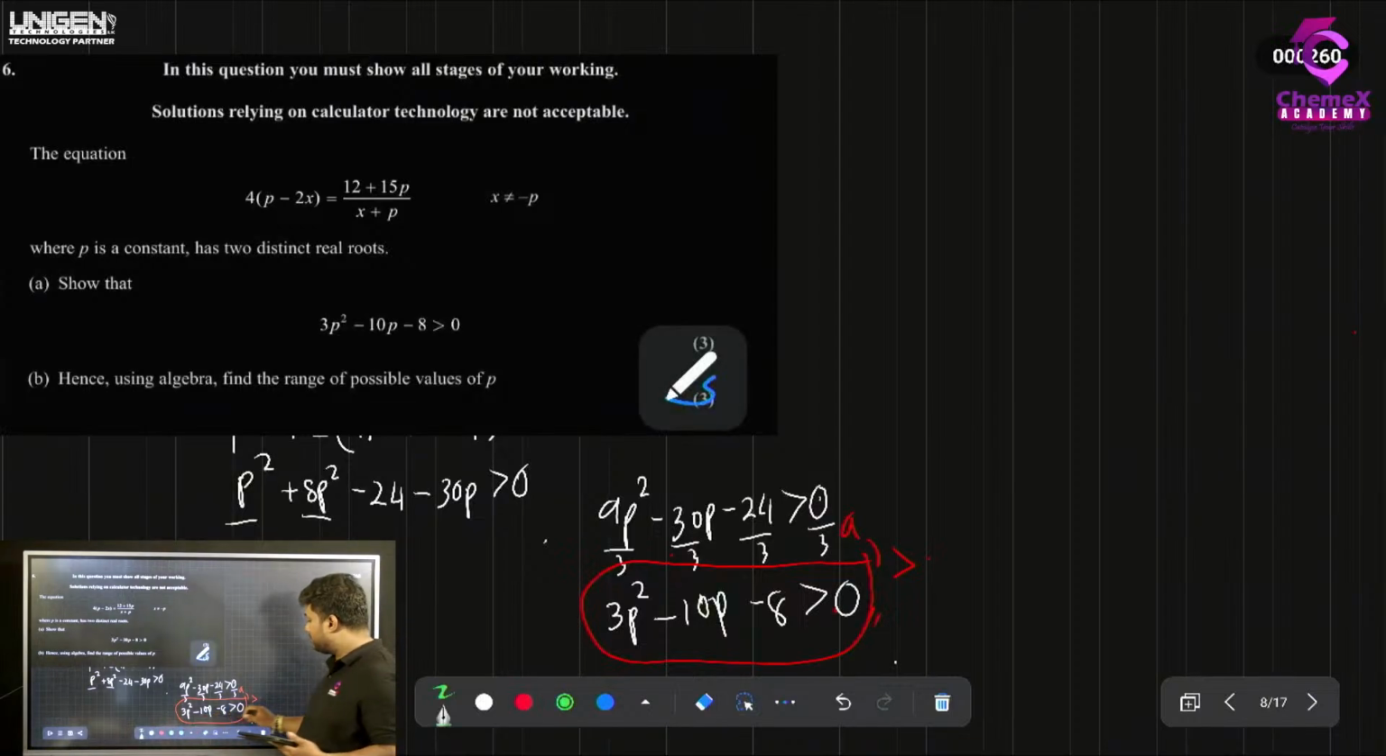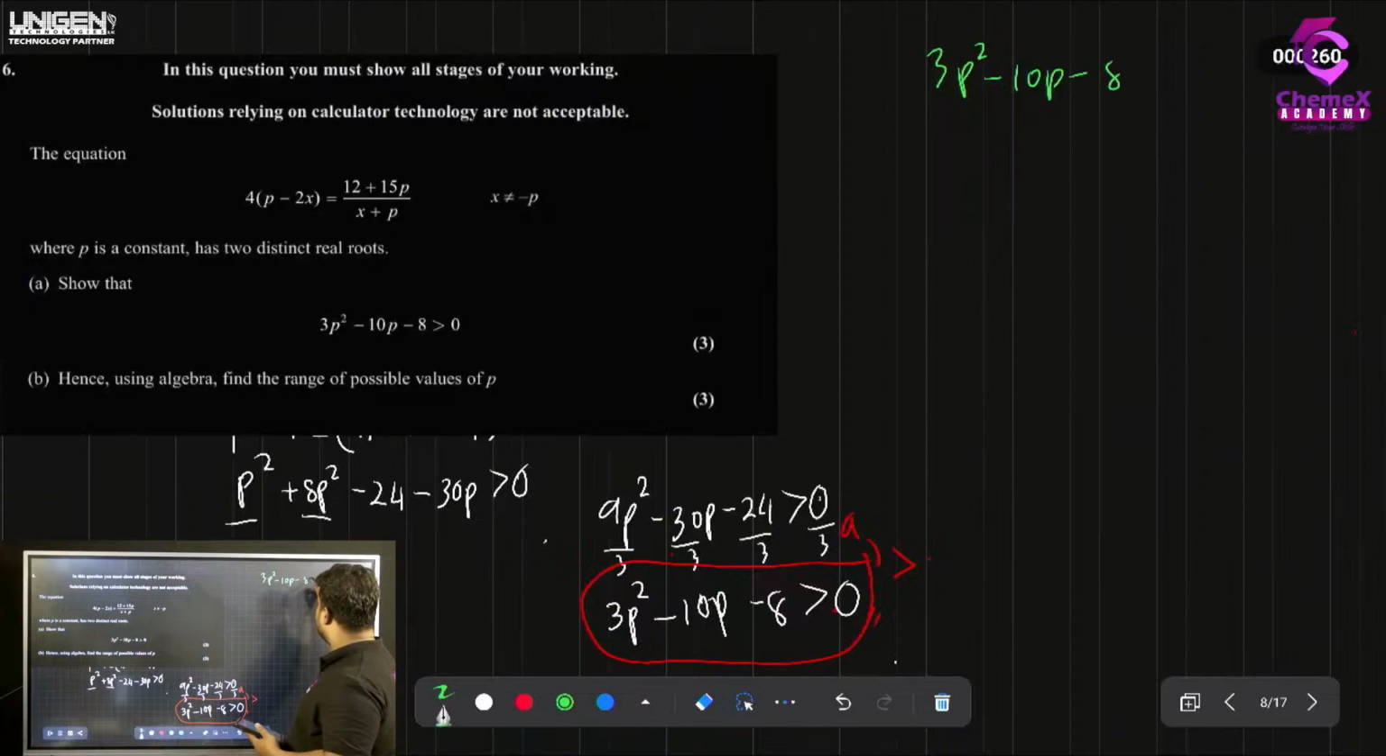Solve 3p squared minus 10p minus 8 larger than 0. You can use the calculator. So what are the answers? P equals 4 and p equals minus 2 over 3.